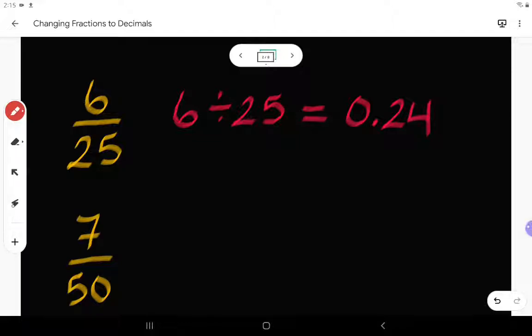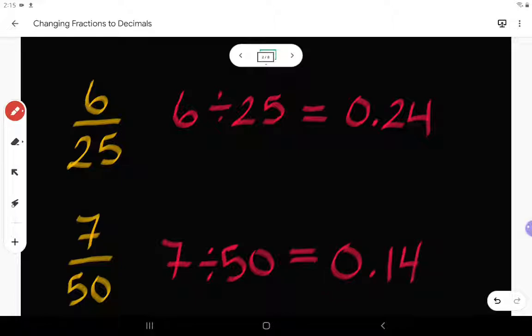Okay? If I wanted to change 7/50 into its decimal, I'm going to take the 7 and then divide by the 50, and that's going to give me 0.14, or 14 hundredths. Okay? So that fraction 7/50 is equal to 0.14. They are the exact same value. It's just a different way of writing the same number. Okay, so they are the same thing. It's just a different way of showing it.